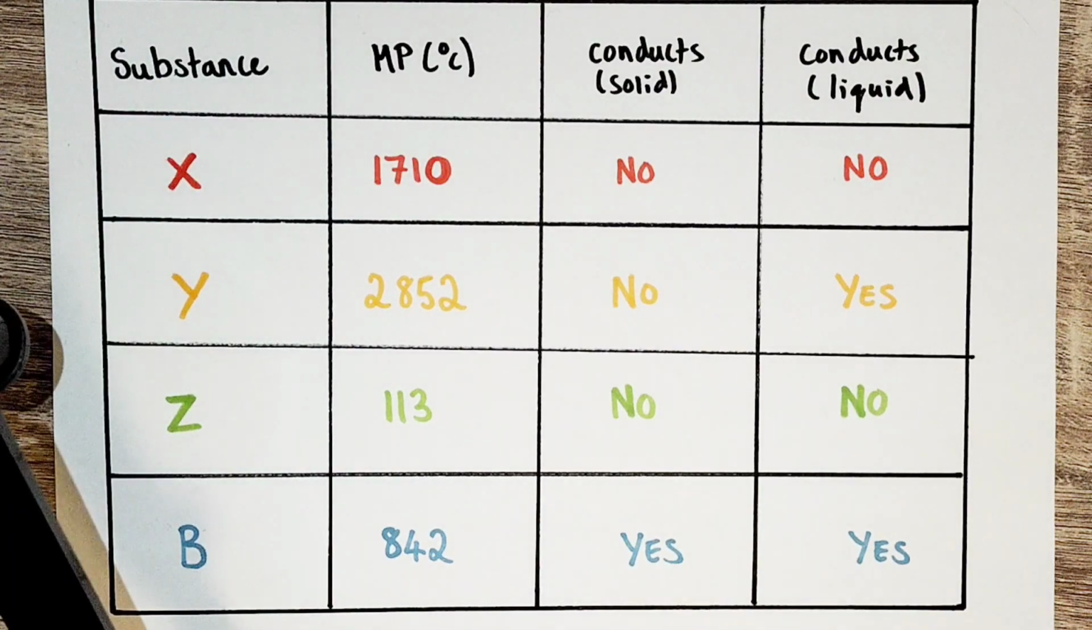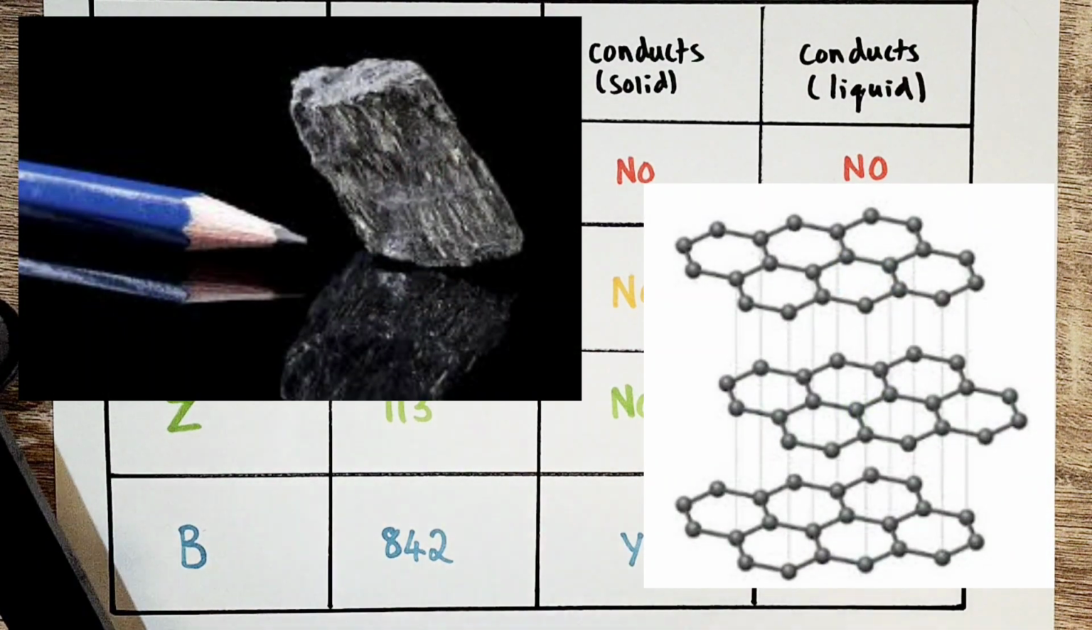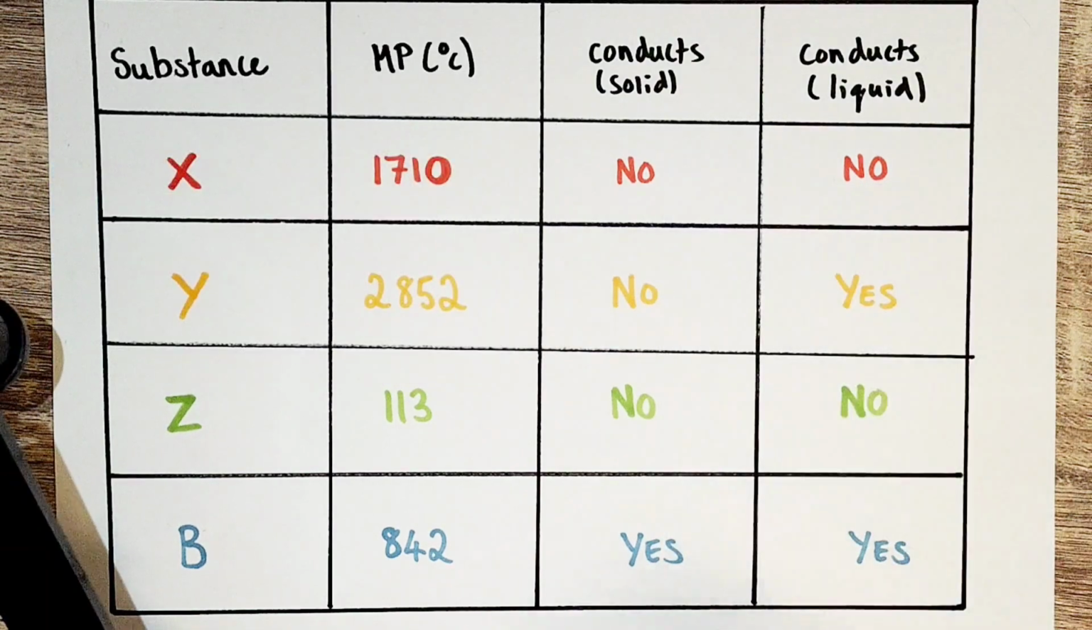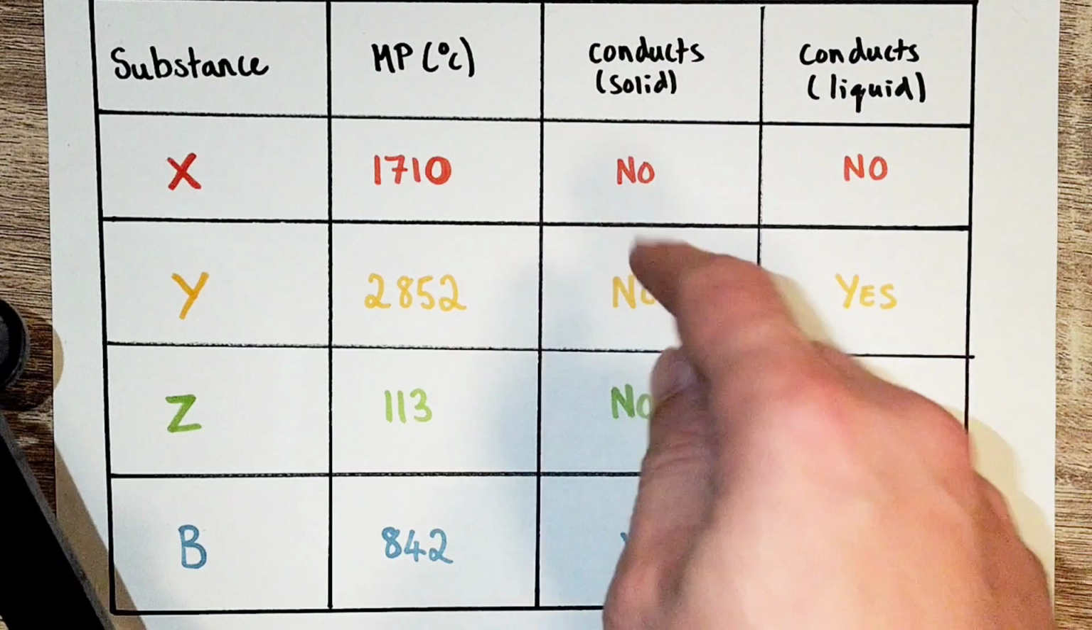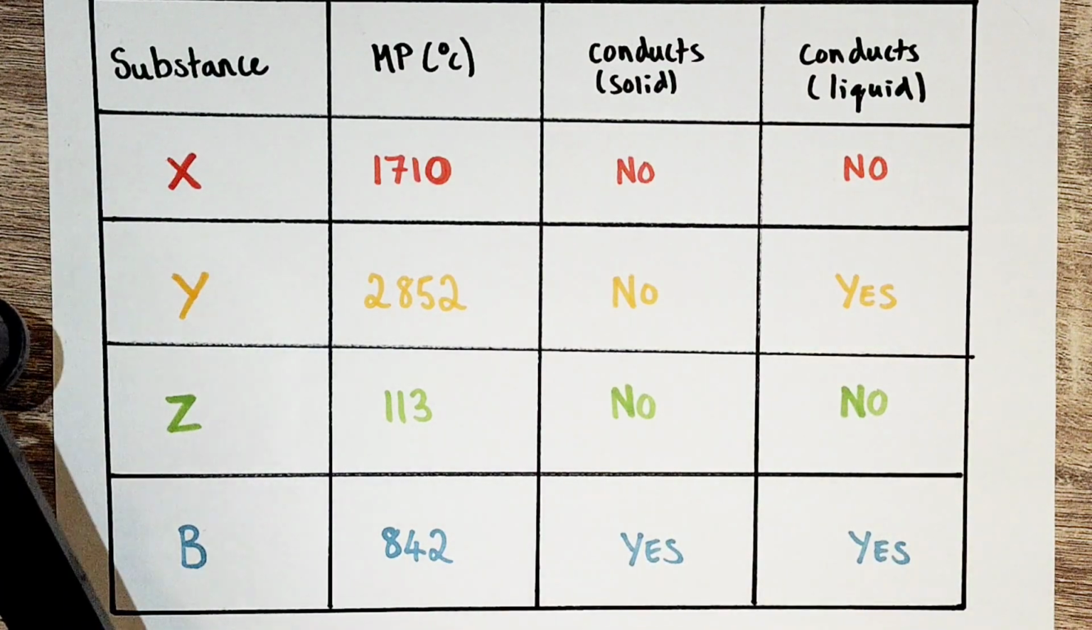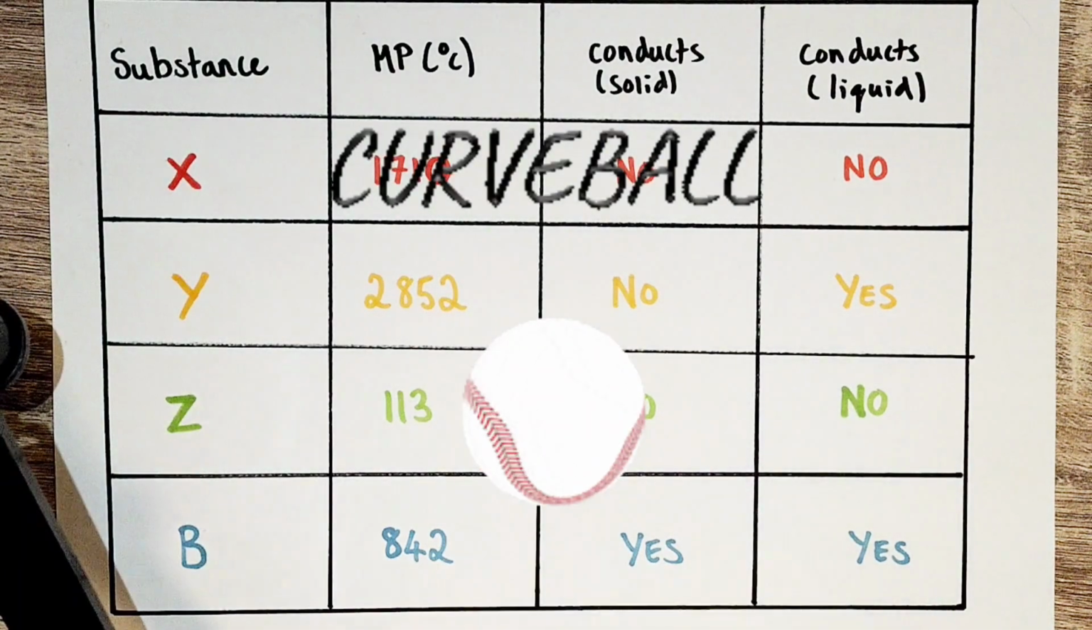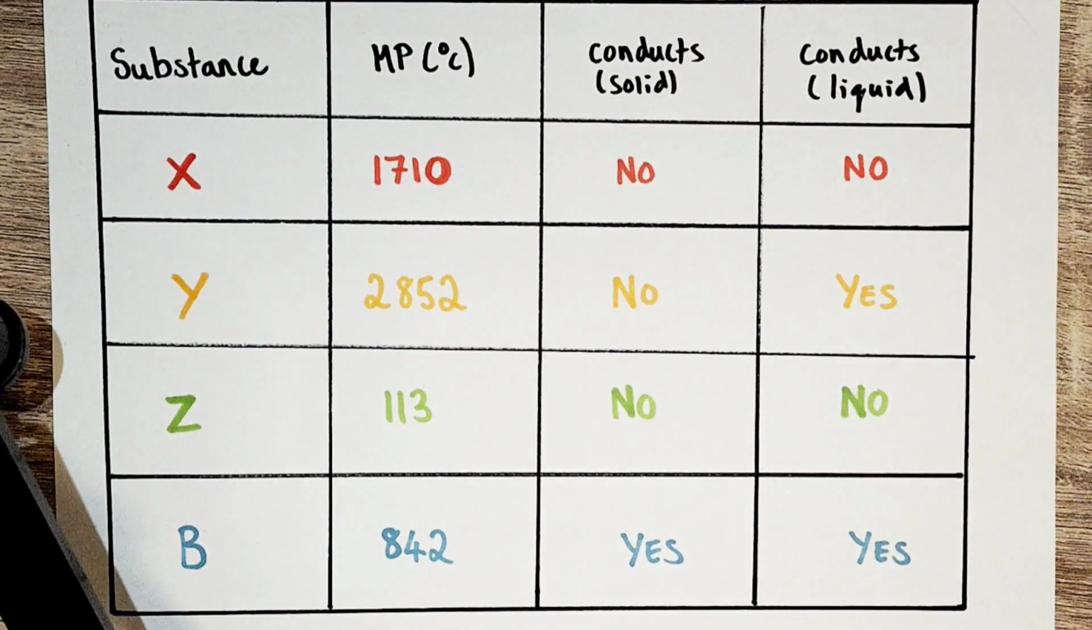And the other one that might catch you out is graphite. Graphite is a giant covalent structure which conducts electricity. So it has a high melting point, but it would actually conduct as a solid, unlike X. So graphite, giant covalent structure which conducts electricity because it has free delocalized electrons, number one to watch out for. And mercury, metal with a low melting point. Curveballs. And that officially wraps things up.